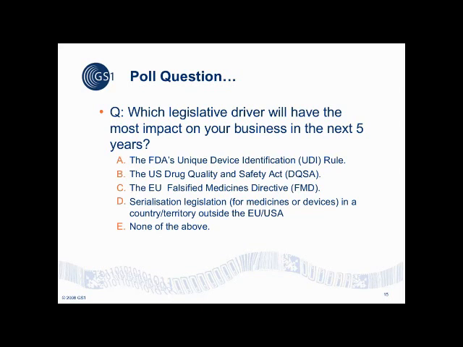Brilliant. And I'm just hoping we don't end up with too many none of the above, right? Because most of the rest of the presentation is really quite relevant to these things. Perfect. Well, we'll give the audience members a few moments to vote on that. And again, ladies and gentlemen, bottom right hand of your screen, please do vote. Which legislative driver will have the most impact on your business in the next 5 years? A, the FDA's Unique Device Identification Rule. B, the US Drug Quality and Safety Act. C, the EU Falsified Medicine Directive. D, serialization legislation for medicines or devices in a country, territory outside the EU or USA. Or E, none of the above.